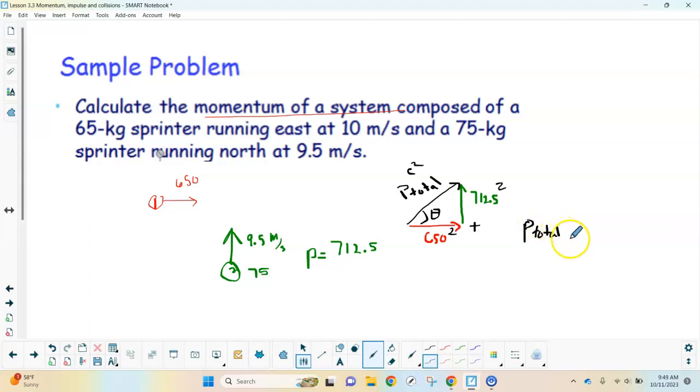The total momentum for this one should be 964.4 kilograms meters per second is the unit. And for theta, you would do the inverse tan of the y over the x, so it'd be 712.5 divided by 650, inverse tan of that, and you should get 47.6 degrees. And you would describe it as going north of east. If you were using your x-axis, it would be above the positive x. I just used their descriptions of this one going east, and this one going north.